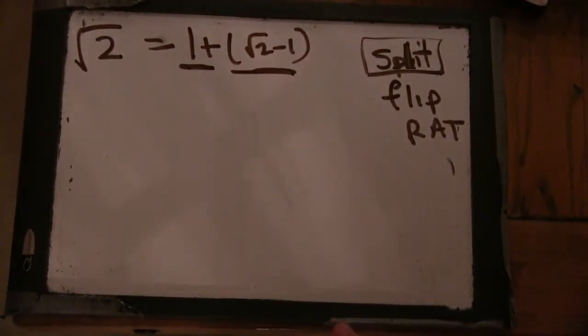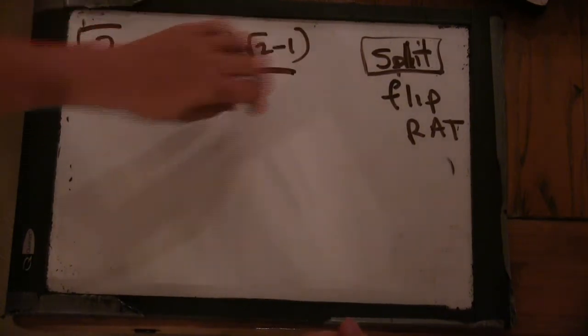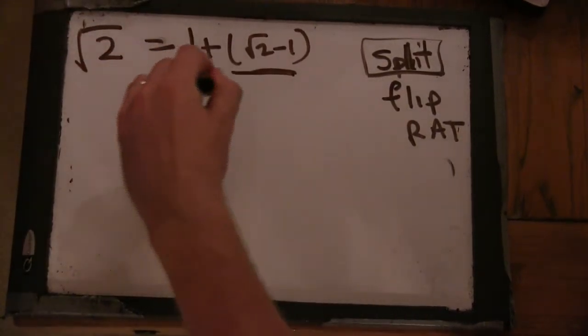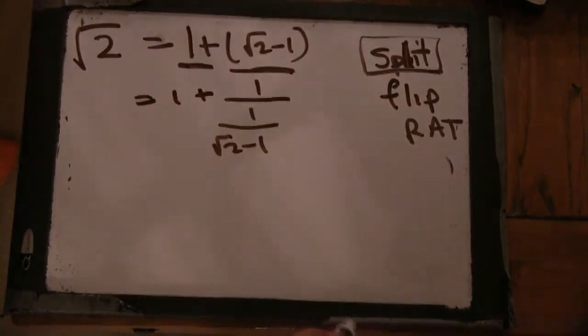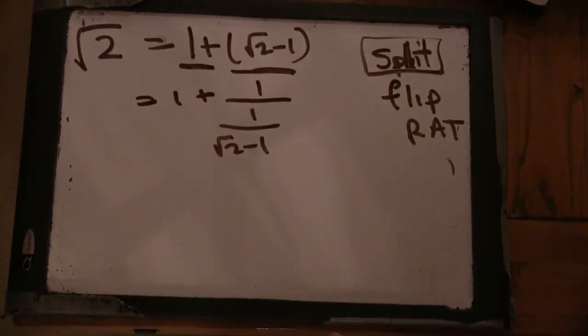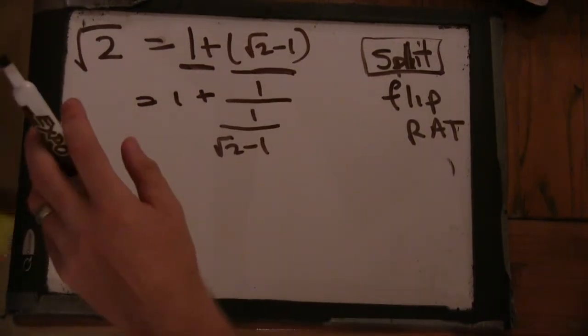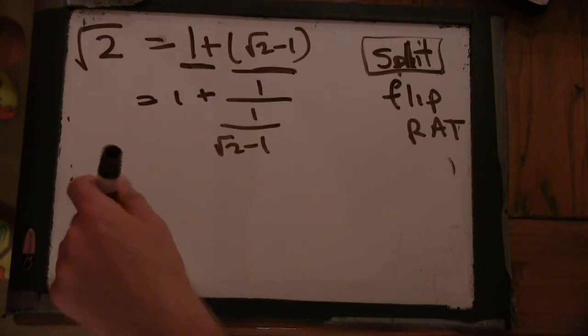What does the flip mean? We have to get this on the bottom. So this is 1 plus 1 over the square root of 2 minus 1. We flipped it. What does rat mean? Rationalize the denominator.